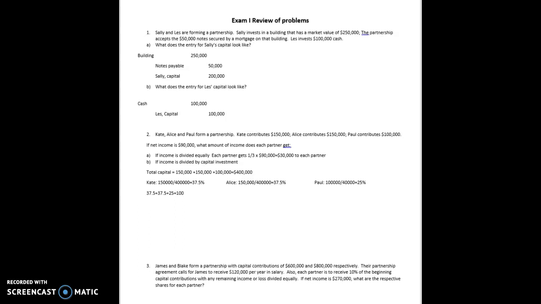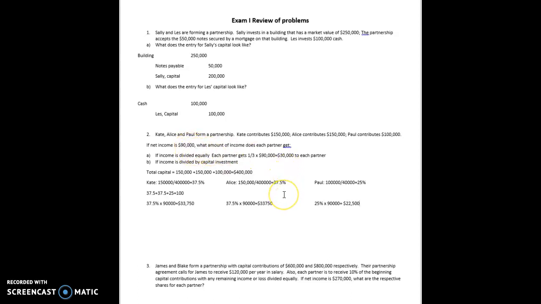Now we can break down their income. If we break it down by the capital investment, Kate gets 37.5% of that $90,000. We multiply that out and she gets $33,750. Alice invested the same amount, so she gets 37.5% of that $90,000, so she also gets $33,750. And then Paul gets 25% of that $90,000, so he gets $22,500. That's how we would break down what income they each get.